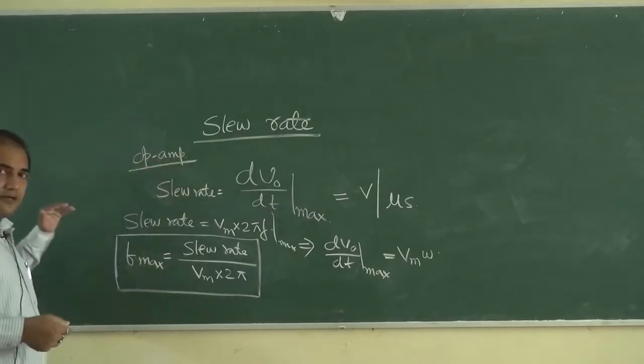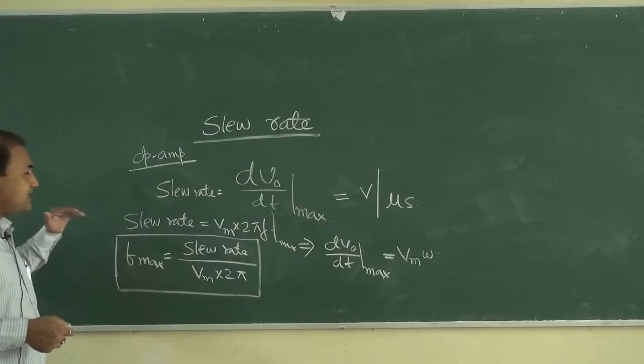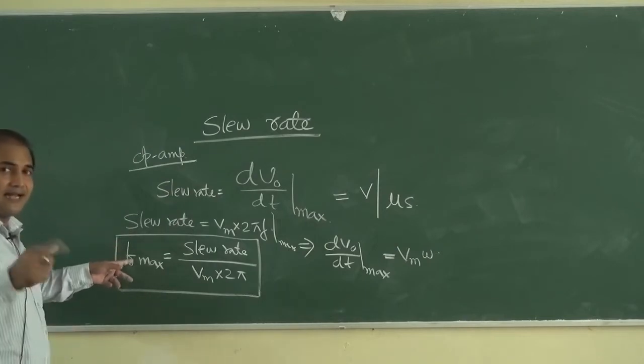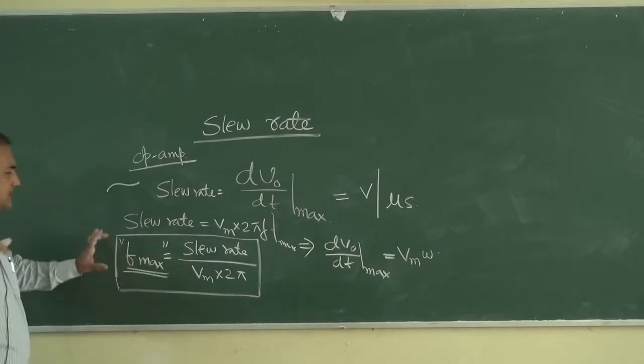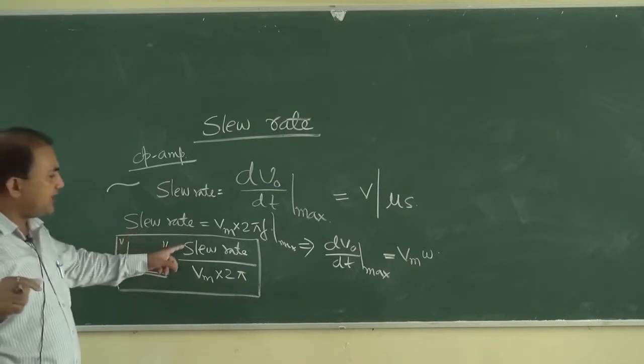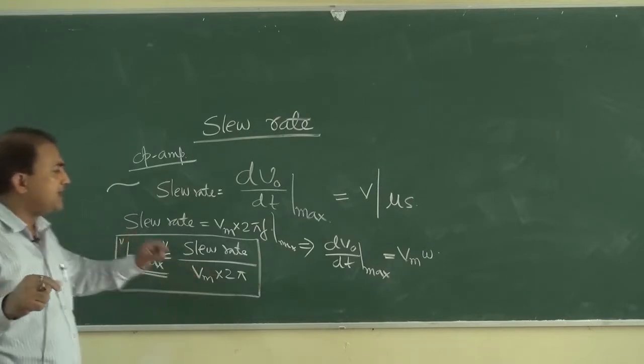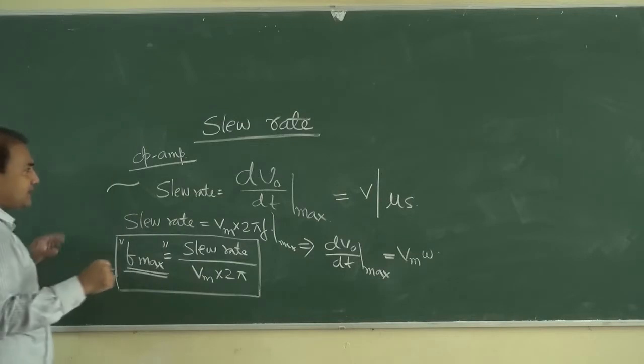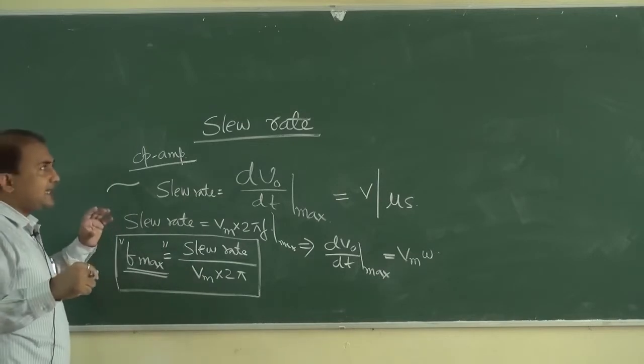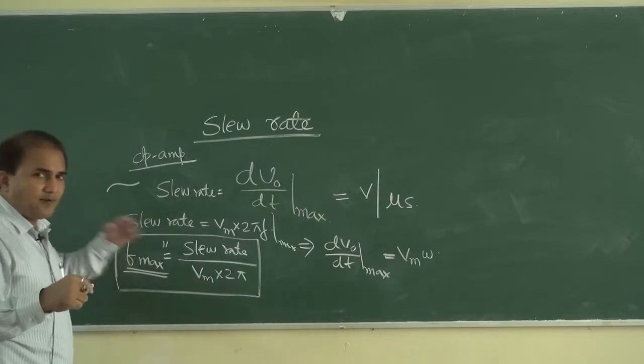So if the frequency of the signal is more than f max, then the output will be distorted. So f max is equal to slew rate divided by Vm into 2 pi. So from this we can get the maximum operating frequency in case of operational amplifier.